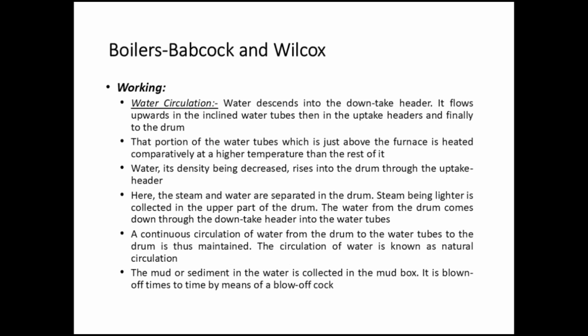Here the steam and water are separated in the drum. Steam, being lighter, is collected in the upper part of the drum. The water from the drum comes down through the downtake header into the water tubes. A continuous circulation of water from the drum to the water tubes to the drum is thus maintained. The circulation of water is known as natural circulation. The mud or sediment in the water is collected in the mud box. It is blown off from time to time by means of a blow off cock.